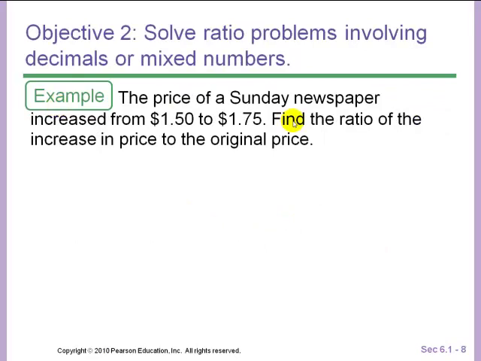Now we'll look at some problems involving decimals and mixed numbers. The price of a Sunday newspaper increased from $1.50 to $1.75. Find the ratio of the increase in price to the original price. Be careful here. A lot of people just skim the problem. They see 150 to 175 and they assume this is the ratio. But notice, it says find the ratio of the increase in price to the original price.